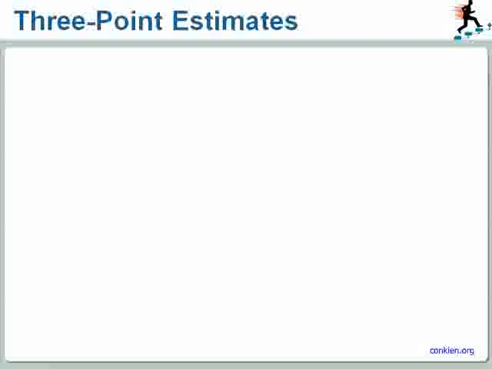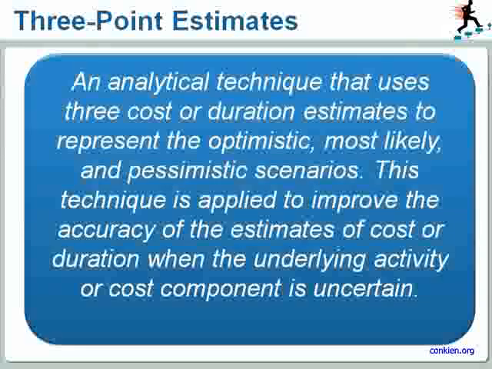Here is the definition of the 3-point estimates. This is an analytical technique that uses 3 cost or duration estimates to represent the optimistic, most likely, and pessimistic scenarios. This technique is applied to improve the accuracy of the estimates of cost or duration when the underlying activity or cost component is uncertain.